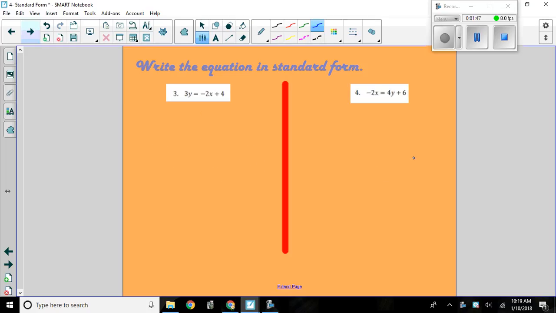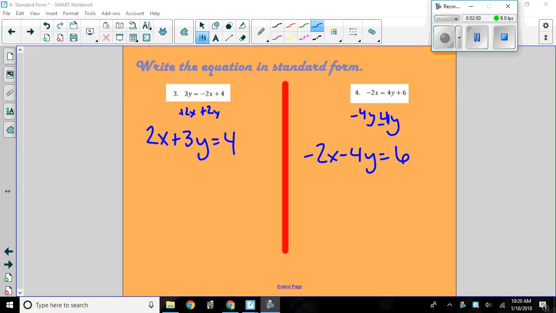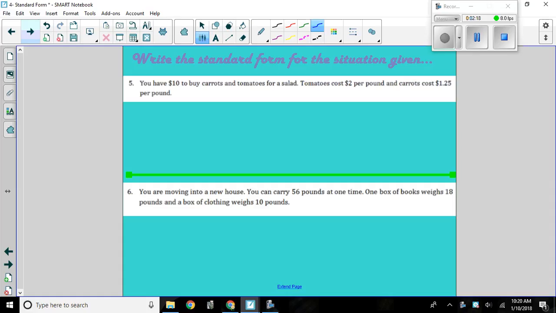All right. I want you guys to work on these two. So pause the video. I'm going to write the answers up there in a little bit, and then come back and check them. Okay, so in problem 3, you added 2x to both sides, I'm sorry. So you get 2x plus 3y equals 4. And in problem 4, you're going to subtract 4y from both sides, so you get negative 2x minus 4y equals 6.